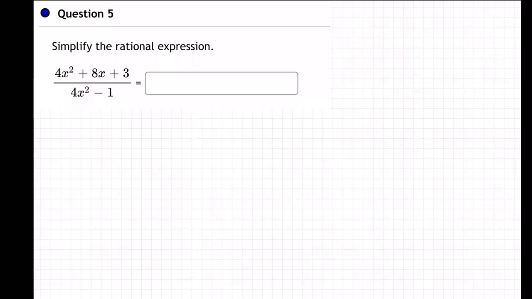Okay, so on this one, we want to simplify this rational expression. So how do we do it? Well, you remember the rule. You might think, well, can't we just cancel 4x squared like that and then we're done?